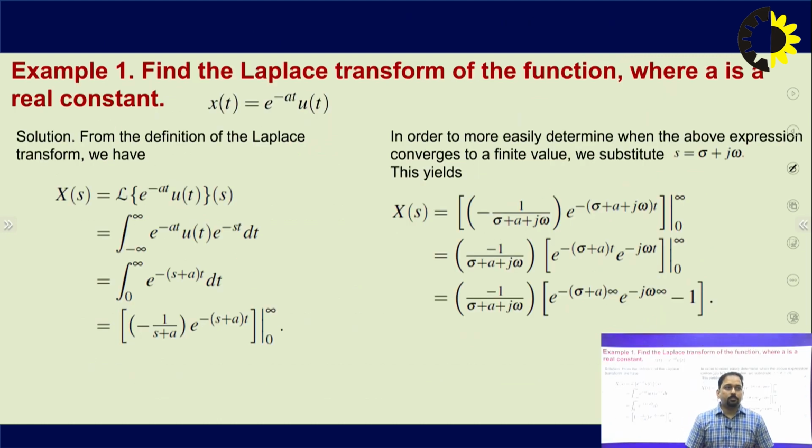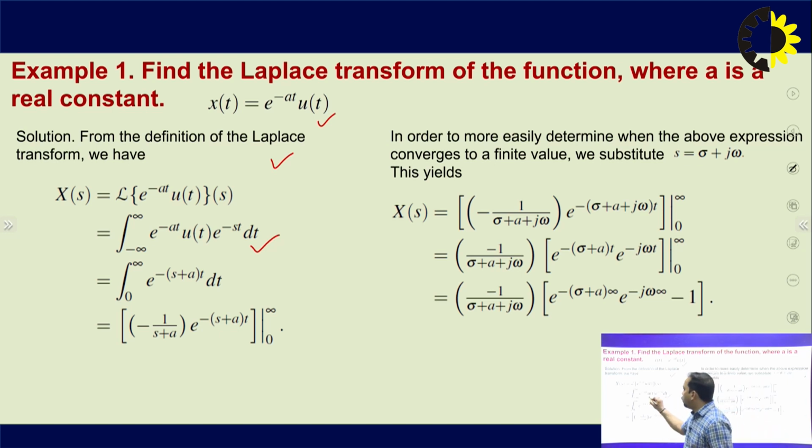Now we'll start with the first example: to find the Laplace transform of the function where a is a constant and the signal x(t) is e^(-at) u(t). From the definition of the Laplace transform, X(s) equals the integral from minus infinity to infinity of e^(-at) u(t) e^(-st) dt.